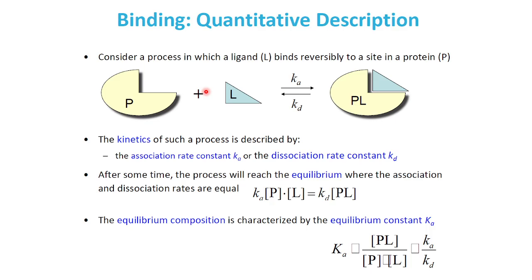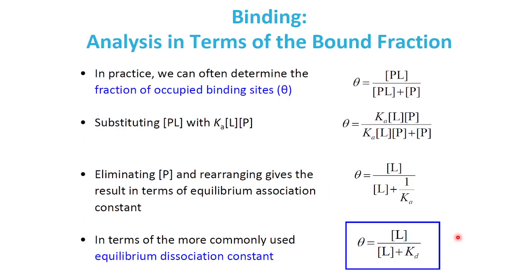Now after some time, the process will reach equilibrium where the association and the dissociation rates are equal, like Ka times protein concentration times ligand concentration, which is equal to Kd times the protein-ligand complex concentration. Now when we compare the equilibrium composition, we can frame a formula like Ka, your association constant divided by the dissociation constant, which is equal to the concentration of the protein-ligand complex divided by the protein concentration and the ligand concentration.